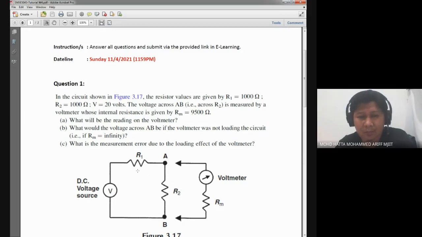Looking at the two values of resistor that we have over here, we have R1 = 1000 and R2 is identical to R1, so R2 is also 1000. By logical thinking, we can easily divide the supply voltage by 2. For example, if you want to calculate the voltage at R1 or R2, just divide 20 by 2, because the values of both resistors are the same.